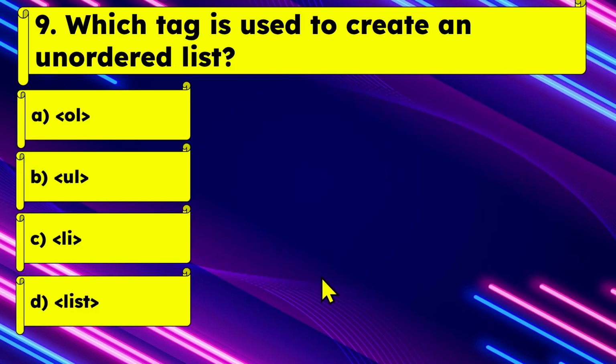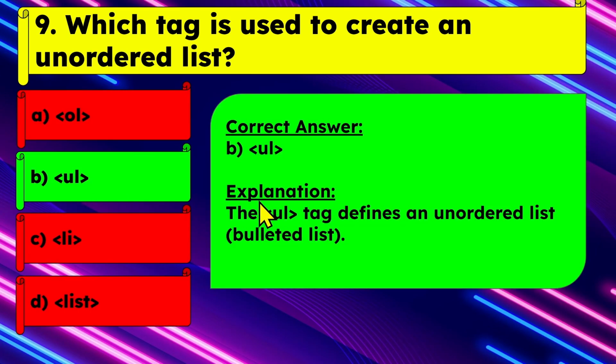So let's jump to our next question. Which tag is used to create an unordered list? Option A, OL tag. Option B, UL tag. Option C, LI tag. Or option D, list tag. So here the correct answer will be option B, UL tag. As you can see the explanation, the UL tag defines an unordered list, which means bulleted list. It means it will not contain any numbers or letters. It will only contain some symbols like circle, square, or star, some kind of symbols.